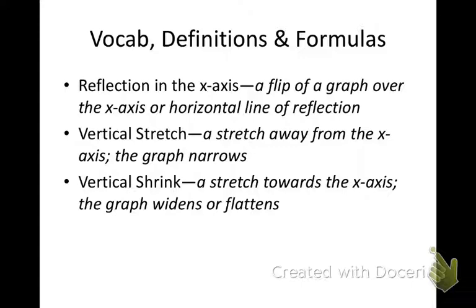The graph will narrow, so our parabola will become more narrow or skinnier. A vertical shrink, sometimes called a compress, is a stretch down towards the x-axis, and in this case the graph, the parabola, will widen or flatten.